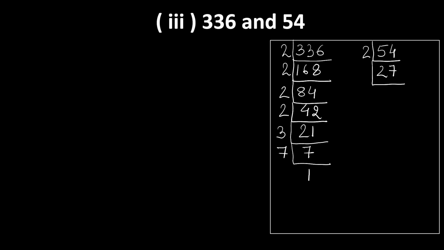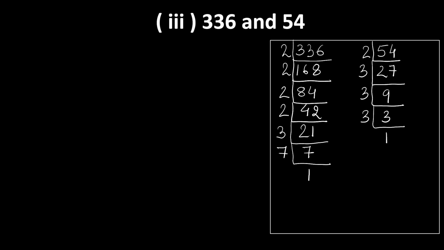Now 27 is an odd number, so we can divide it with 3 because the sum of 2 and 7 will give us 9 and 9 is divisible by 3. So therefore we will divide 27 with 3 in order to get 9 as a quotient, and hence we can divide 9 with 3 in order to get 3 as a quotient. Finally we will be dividing 3 with 3 in order to get 1 as a quotient.